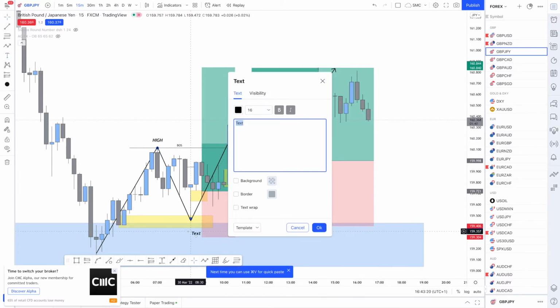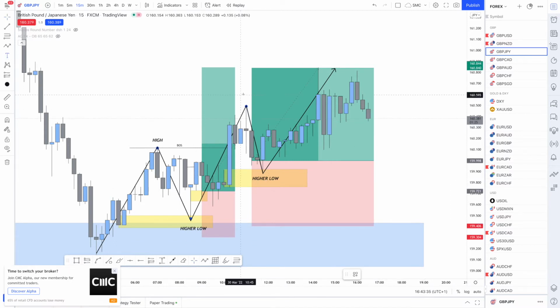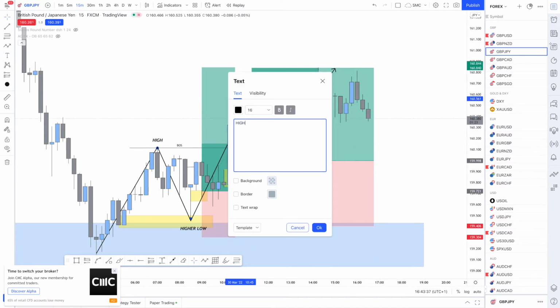So we have our higher low right here. Then we have our new higher low. Let's move this one here. Again, we have our higher low here. So this is what we were anticipating, the higher low. Remember, you can only anticipate. And then we have a higher high.